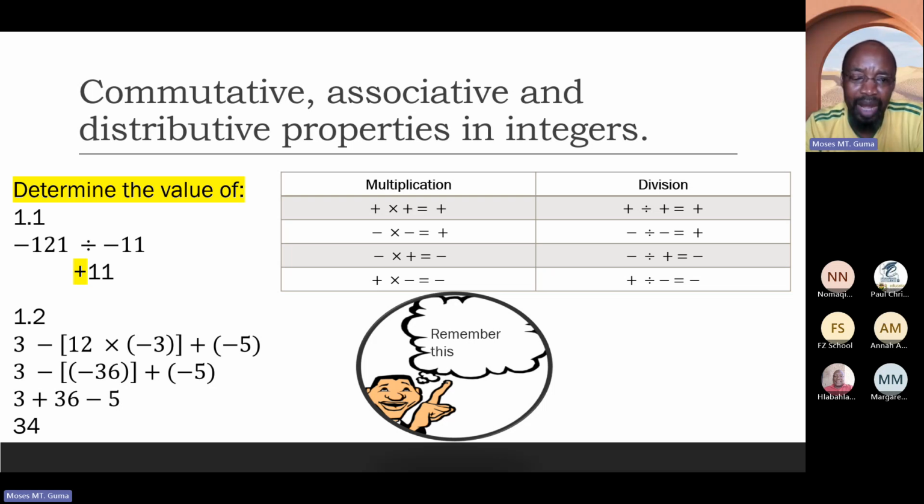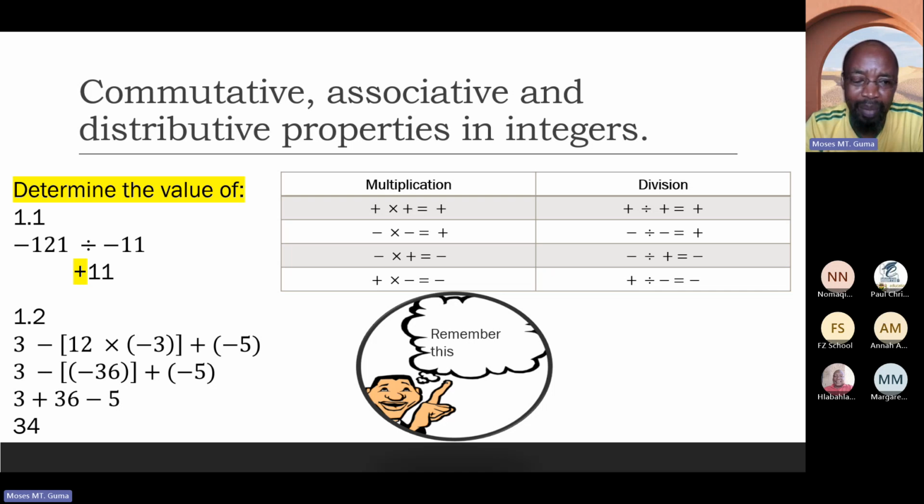When you multiply a negative by a positive, your answer would be negative. When you divide a negative by a positive, your answer is a beautiful negative. Positive multiplied by a negative, a wonderful negative. Positive divided by a negative, a wonderful negative. Please remember this when you work with integers.